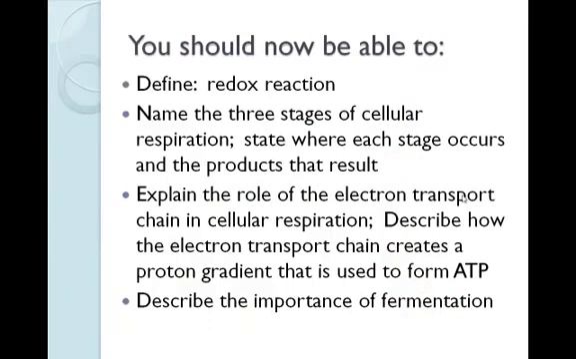You should now be able to define redox reactions, name the 3 stages of cellular respiration, state where each stage occurs, and the products that result. You should also be able to explain the role of the electron transport chain in cellular respiration and describe how the electron transport chain creates a proton gradient that is used to form ATP. You should also be able to describe the importance of fermentation.